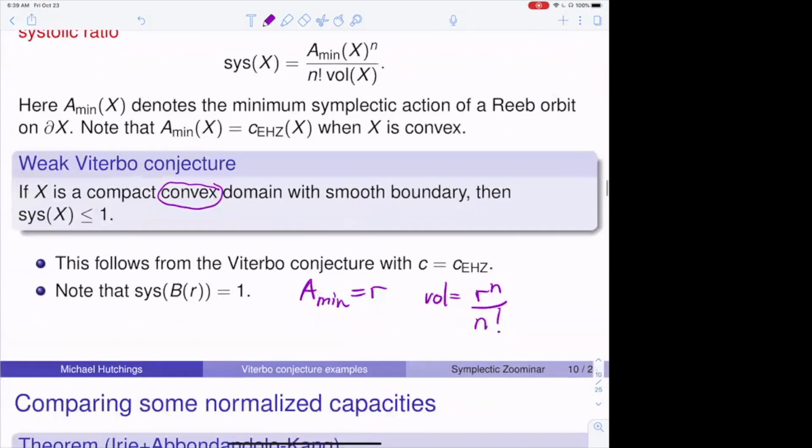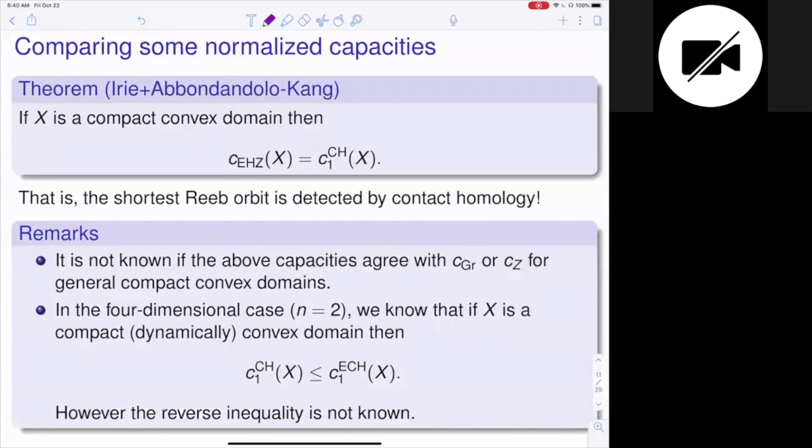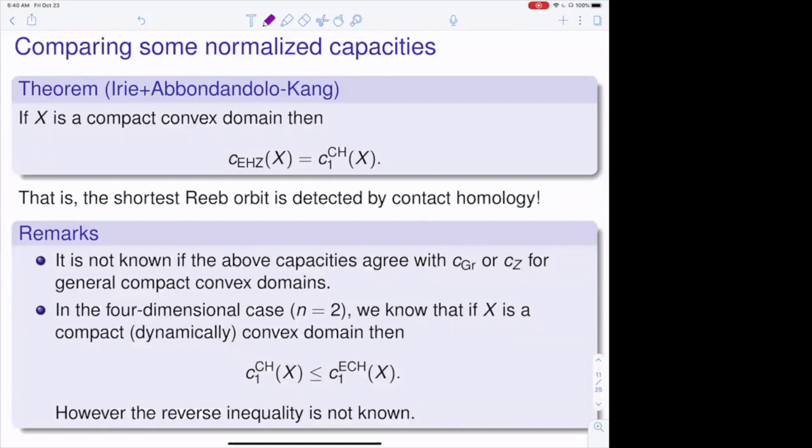Okay, so what can we prove? Well, one kind of, somebody have a question? No, I'm just waving. Oh, okay, hi, good to see you. But thank you for not being a black screen. You can be a black screen again.